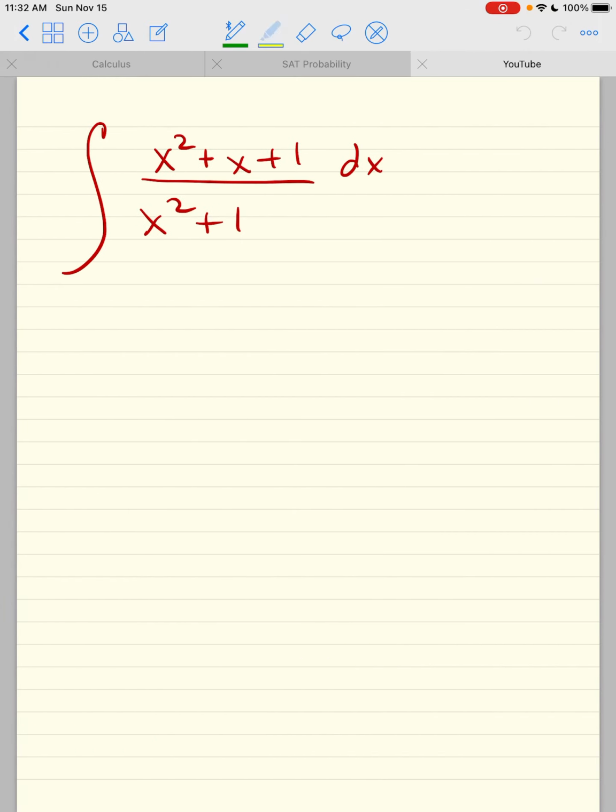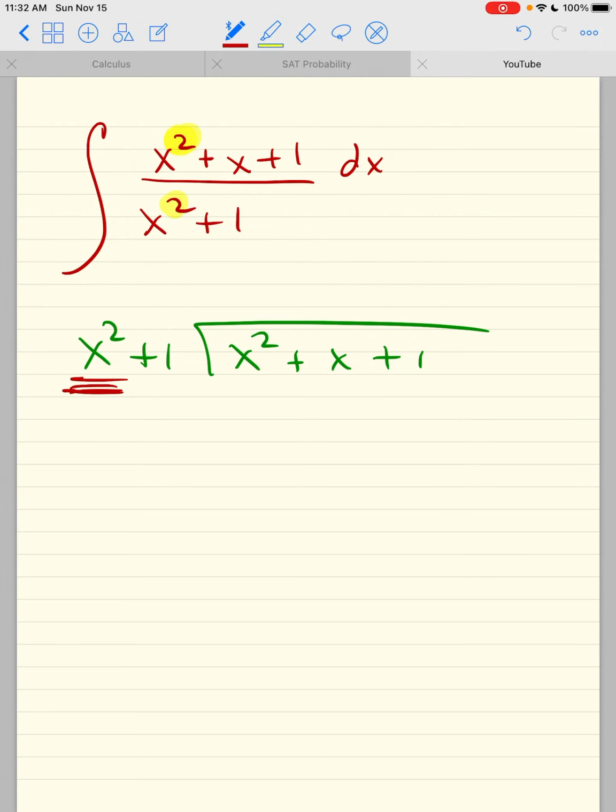And what we notice in this problem, which is very important, is that the exponents match. So if the exponents match or the numerator is actually higher than the denominator, then our step is to do long division. So we're going to do long division here. And the way that we do long division is you estimate how many times does x squared go into x squared? 1. Then you do 1 times x squared plus 1 is x squared plus 1.